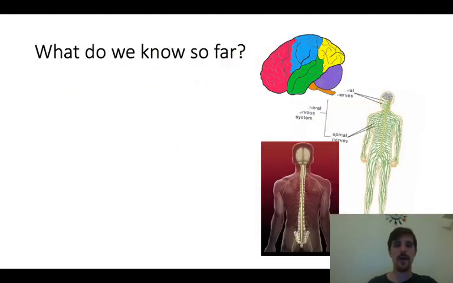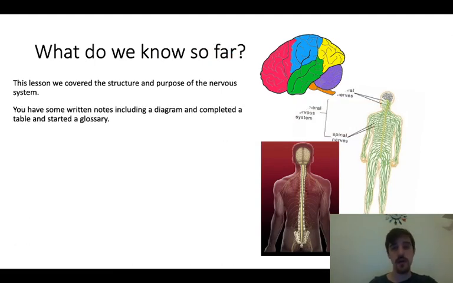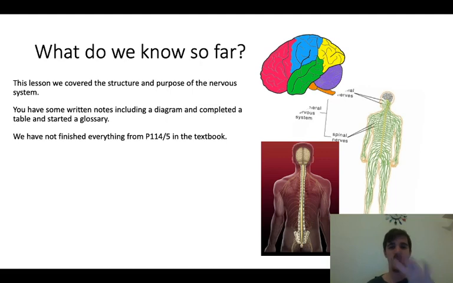Okay, and what do we know now? So we have covered the structure and purpose of the nervous system. You have written some notes down, hopefully, and you've completed a diagram. You haven't finished everything yet from this section. We've still got to do the endocrine system.